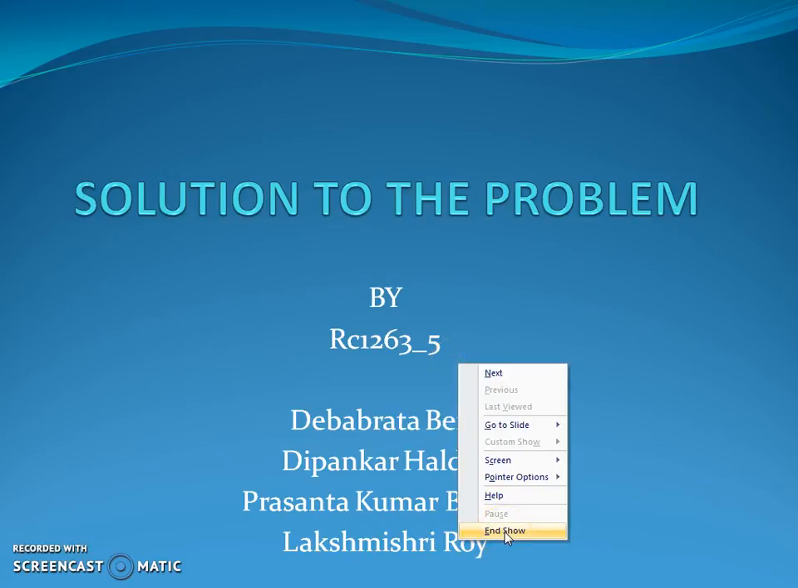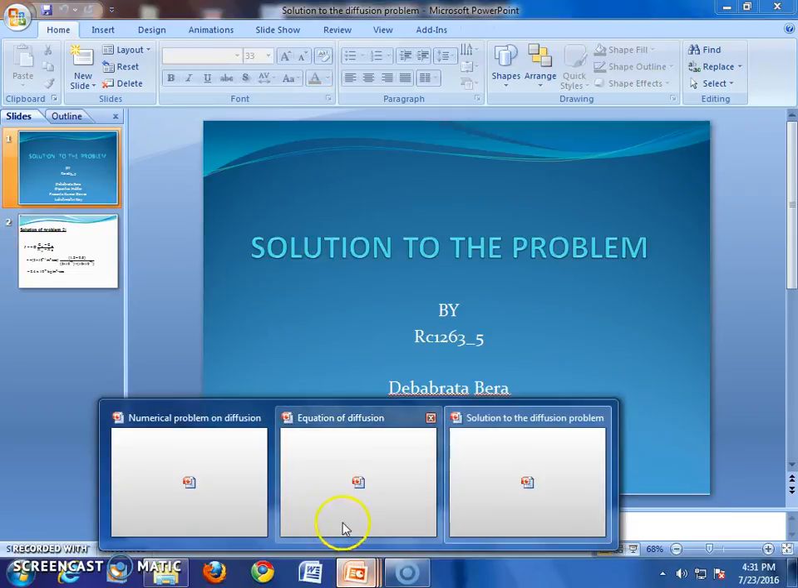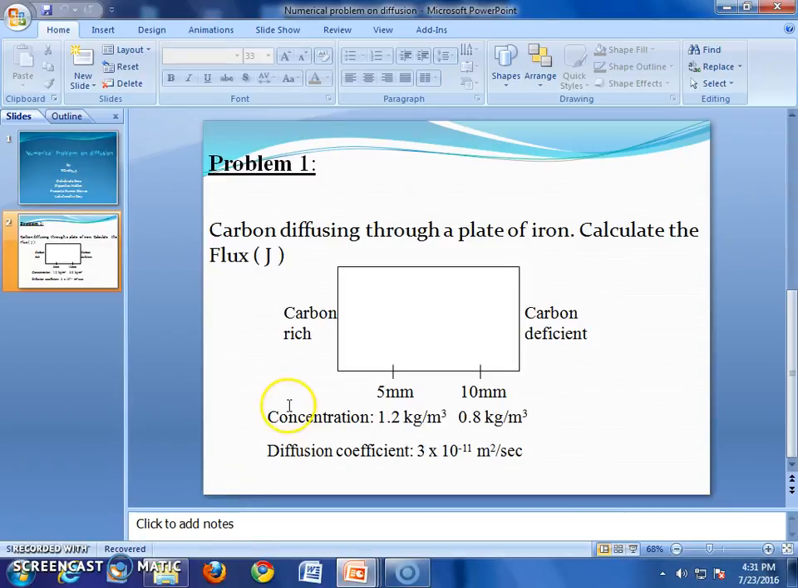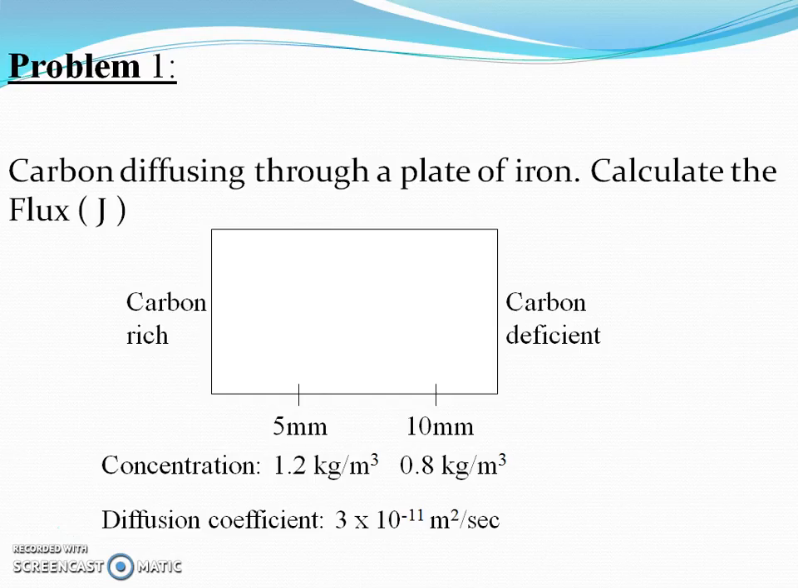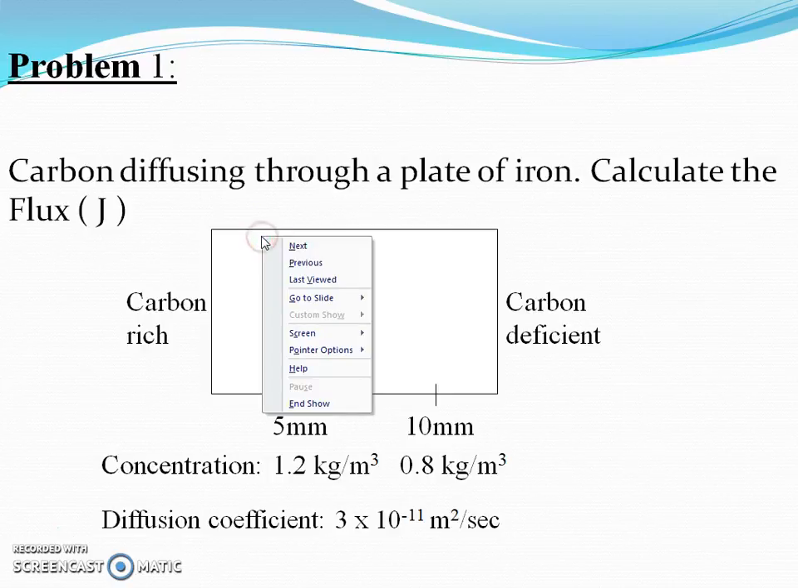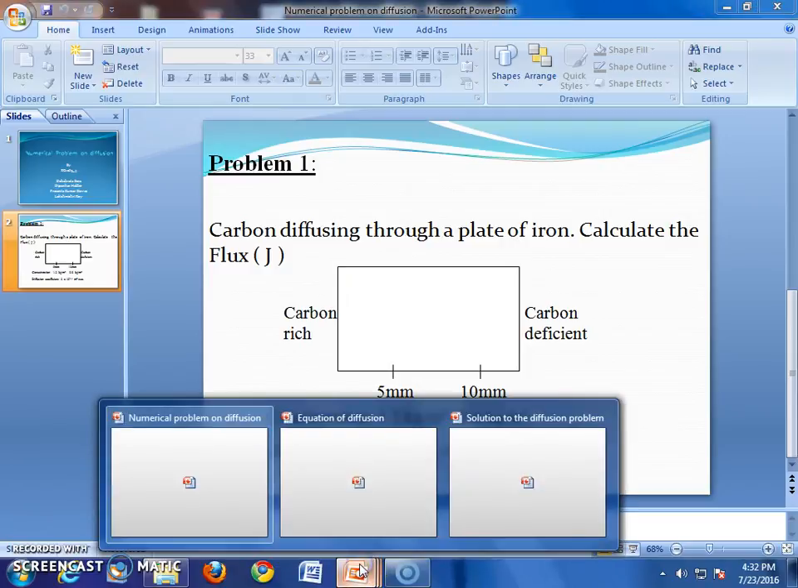So what was the problem? The problem was that carbon is diffusing through a plate of iron and we are supposed to calculate the flux. Concentration and diffusion coefficient are given and the distance is given. Now how to solve this?